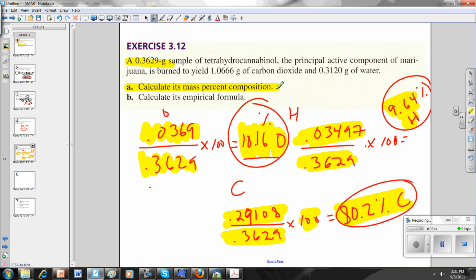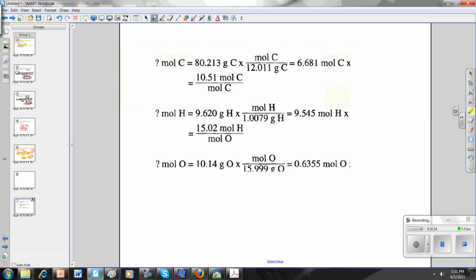So we've answered part A. We did its mass percent composition. The next step is empirical formula. So basically, you start with all these percents as your empirical formula. Remember, the first step is you change percent to grams.